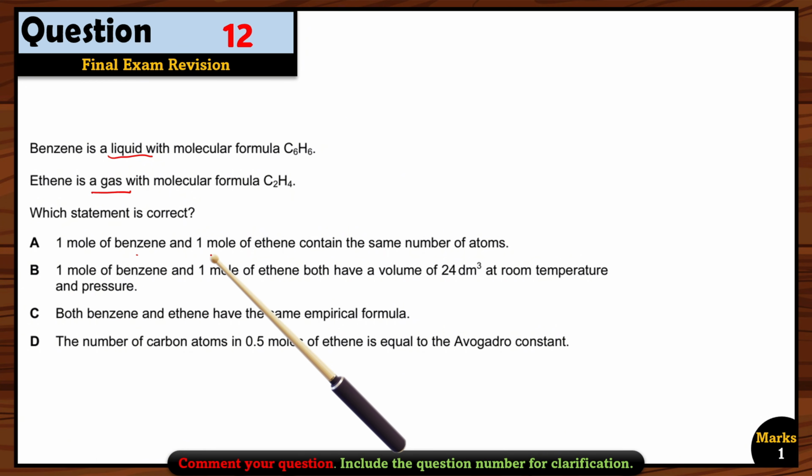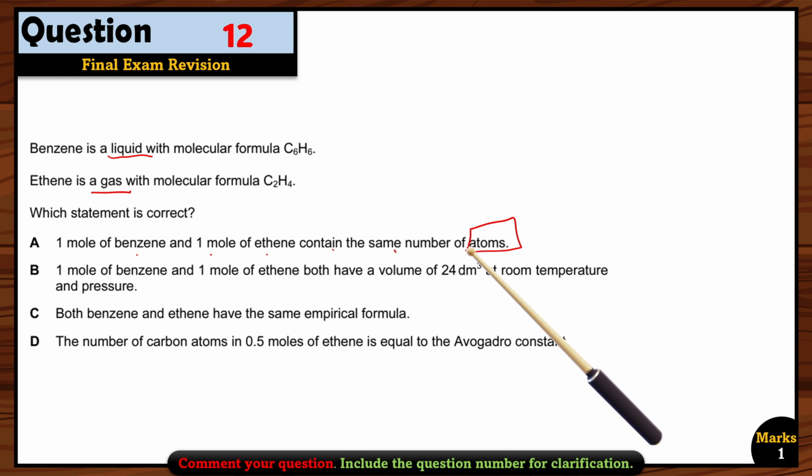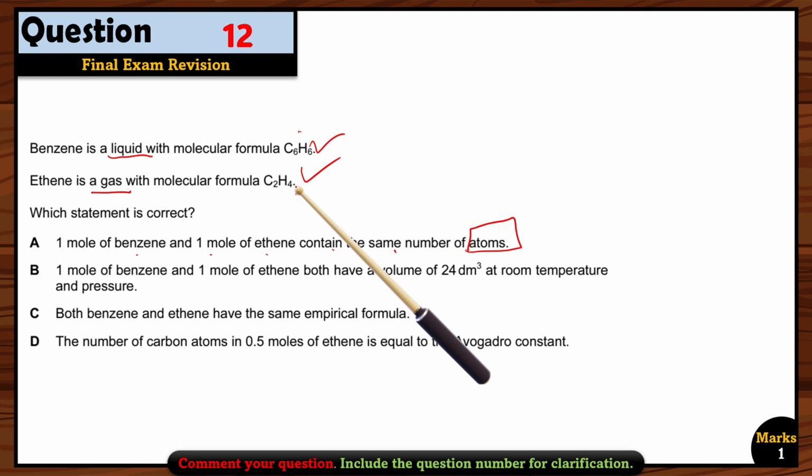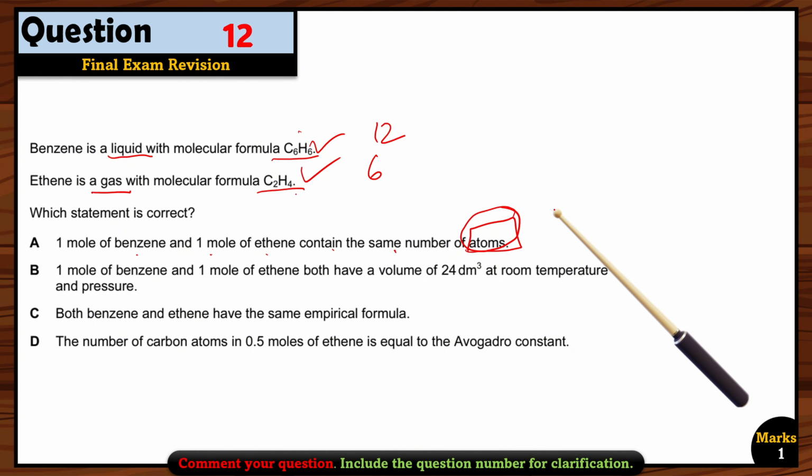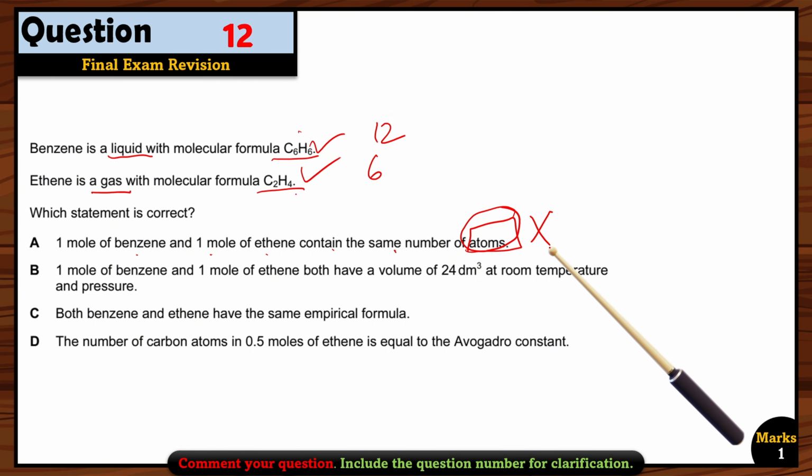1 mole of benzene and 1 mole of ethene contain the same number of atoms. They both are 1 mole, so they contain the same number of molecules, that is 6.02 into 10 raised to power 23. But if it comes to the atoms, you see this one has 12 atoms, but this one has only 6 atoms, so this option is not correct.